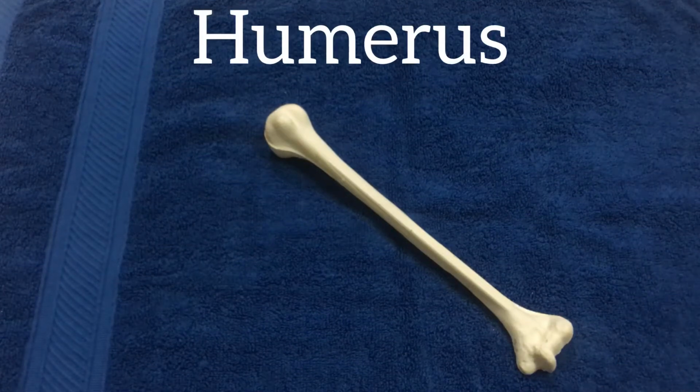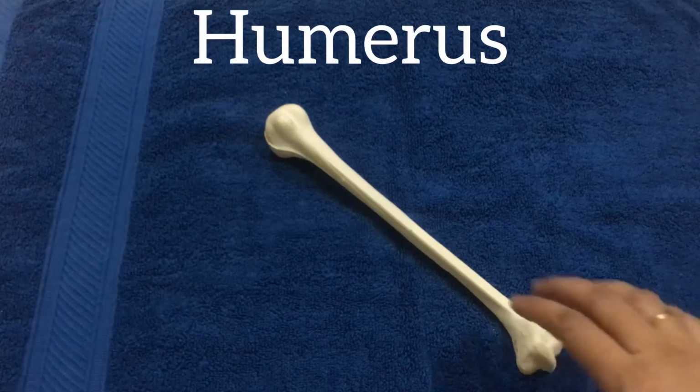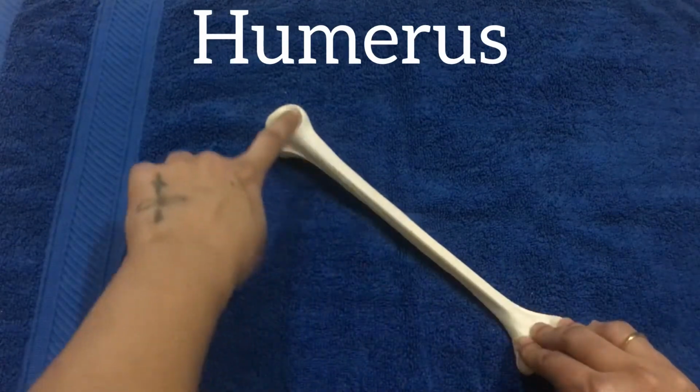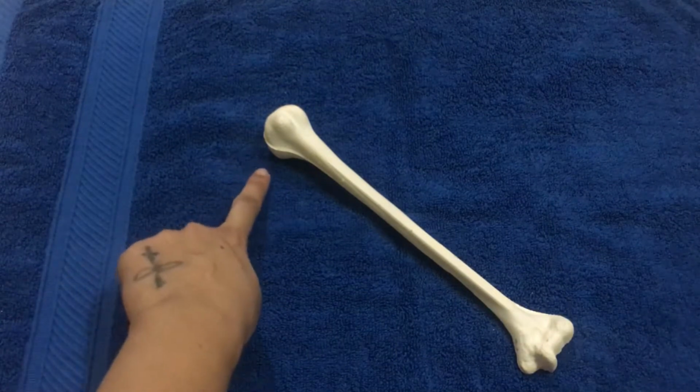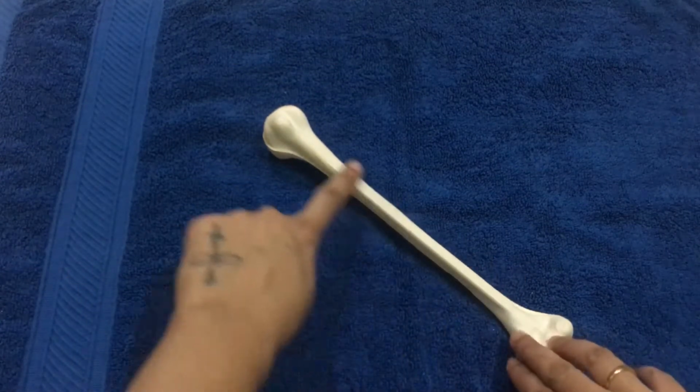Hello friends, in today's video we'll be talking about humerus. Humerus is the bone of the arm. It is the longest bone of the upper limb. It has an upper end, lower end and a shaft.